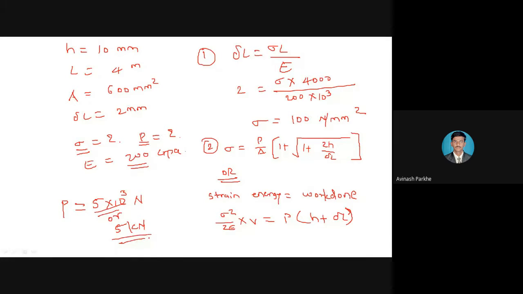And check your answers using both formulae, whether you get P is equal to 5 into 10 raised to 3 Newton or 5 kilonewton. So this will be the homework. Again, homework for you. Now we have solved the last point by using strain energy is equal to work done. So now try to solve the same parameter by using the first formula, sigma is equal to P upon A in bracket 1 plus square root of 1 plus 2H upon delta L, and compare your answer at the end whether you get 5 into 10 raised to 3 Newton or 5 kilonewton.